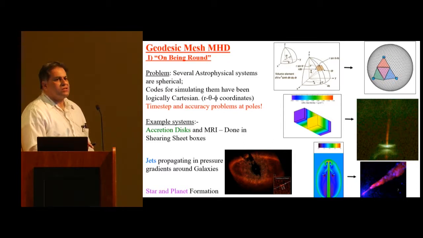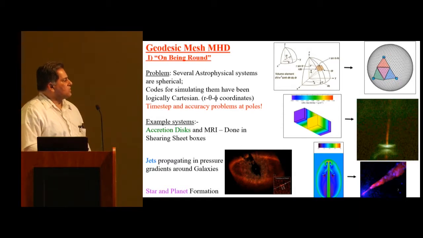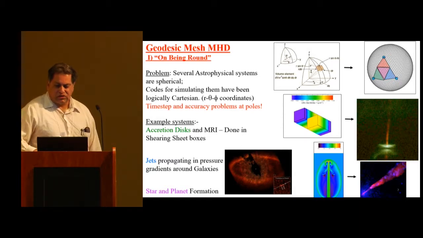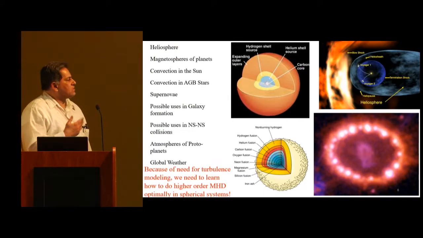So wouldn't it be great if you could do MHD simulations on a mesh like this, where the triangles show you the mesh points and the mesh is completely isotropic? If this were done, it would cure the two big problems, namely the time step and accuracy problems at the poles. And if we were able to do it, there are a lot of astrophysical systems which would benefit from this. This is kind of an extensive list.